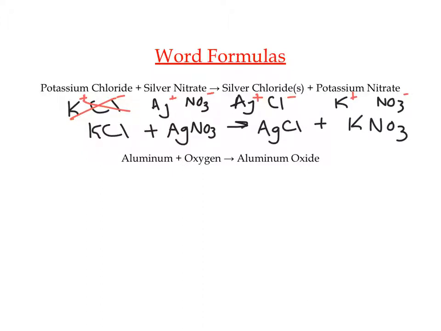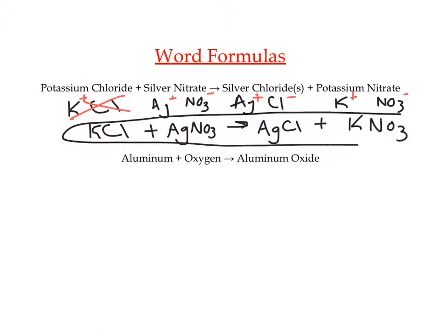And now, before I finish, I still have to make sure my equation's balanced. So I have one potassium, one chloride, one silver, one nitrate, one nitrate. So I know that this is a balanced reaction. So that's how I take a word formula and put it back into its chemical formula format. So now let's try the next one.